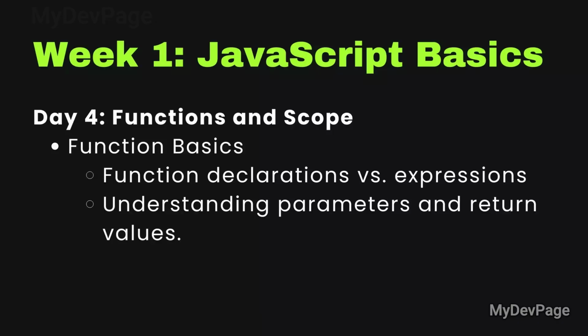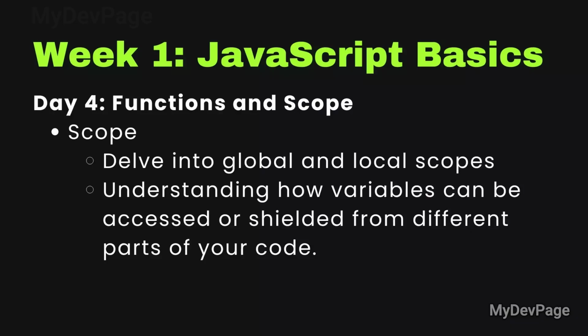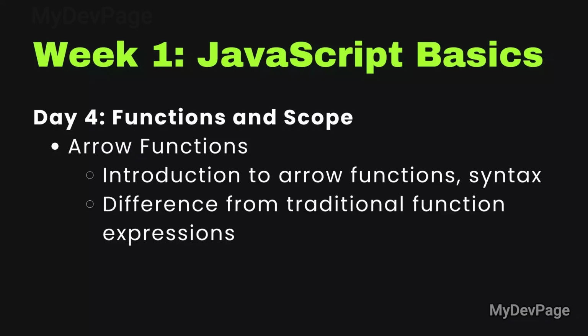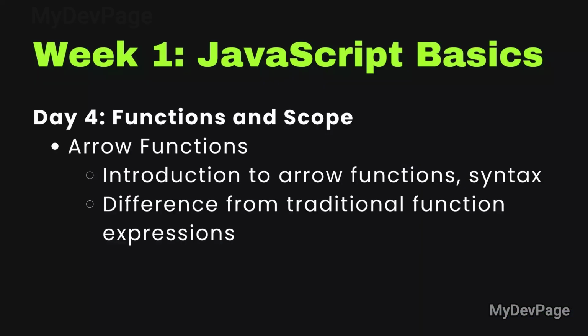In day 4, things start getting fun with functions and scope. Starting with function declarations versus expressions. Learn about parameters and return statements. Then you have to learn about global versus local scopes, which is a big part of programming in general. Then look into the newer arrow functions, its syntax, and how it differs from the traditional function expression. If ambitious, look into this and bindings.